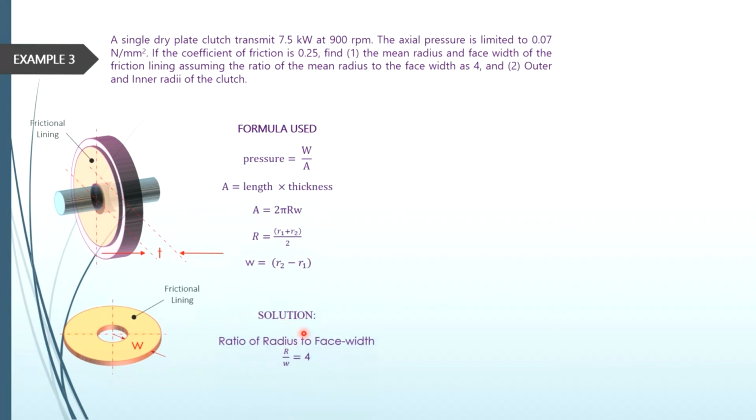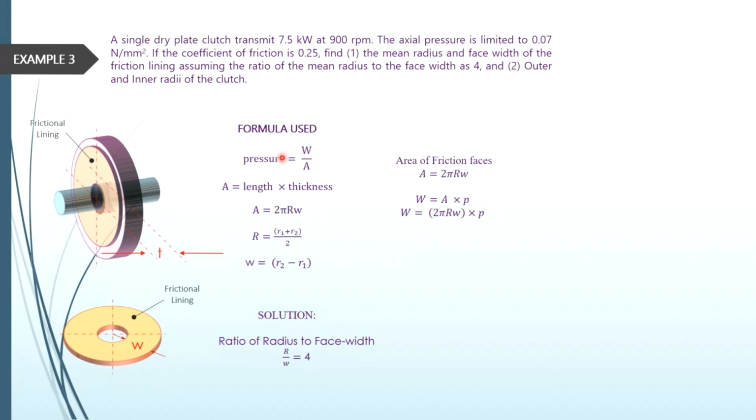So the solution for part 1: when you look at the question, they have already said the ratio of the mean radius to the face width is 4. So you get this equation. So the area of the friction faces. W is the actual spring force.